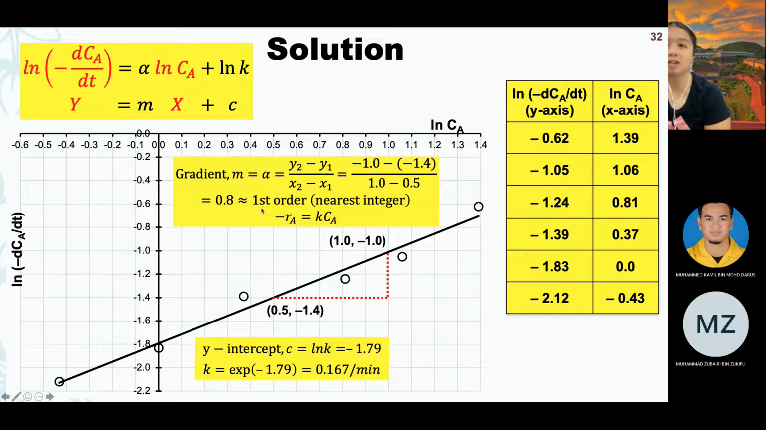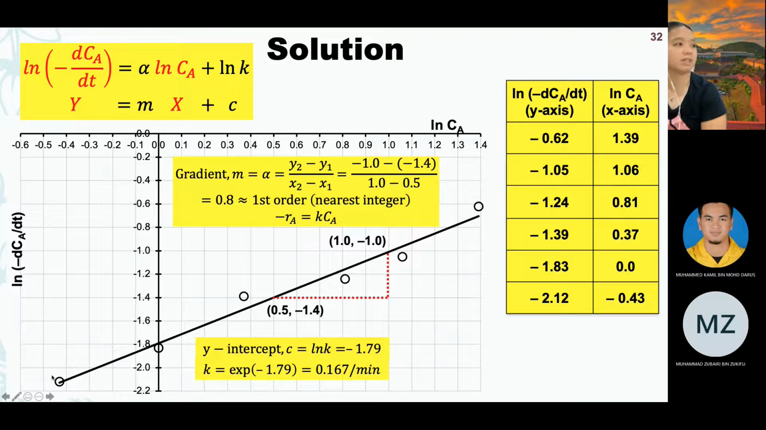Ataupun we can say first order. Ataupun means the reaction is first order with respect to A. So we can write it as minus RA equals KCA. Then next one, from the equation, ln K equals the y-intercept. So from the graph, the y-intercept is negative 1.79.